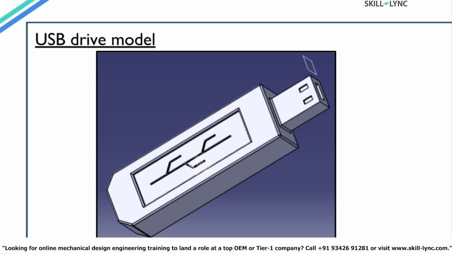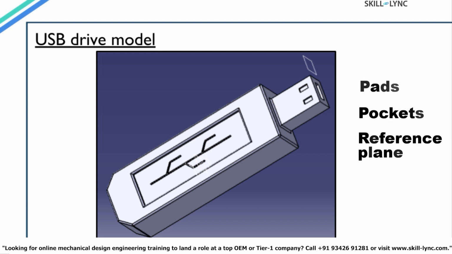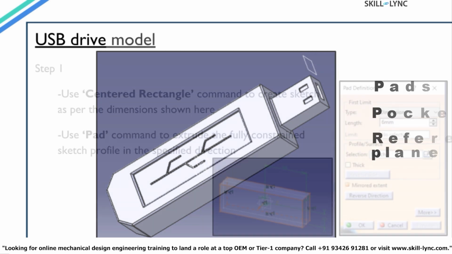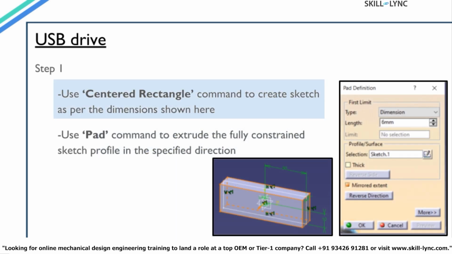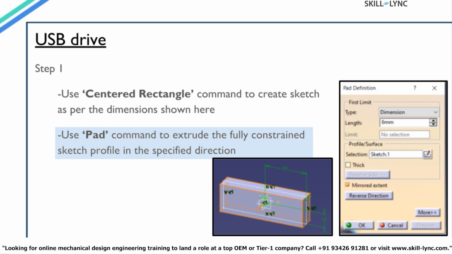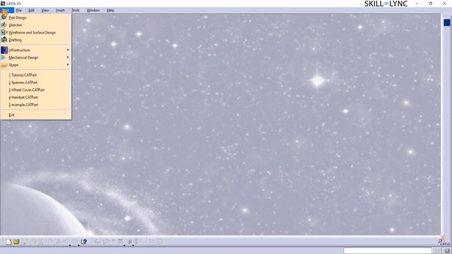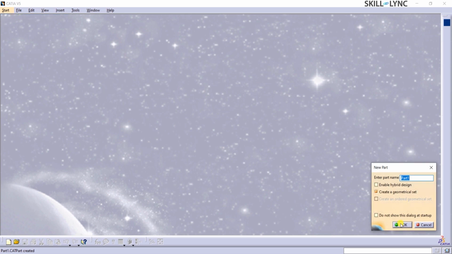In our next exercise, we shall create a model of a USB drive as shown in this picture. As you can see, the model needs few pads, pockets and reference plane commands. For the first step, we will use centered rectangle and pad commands to create a solid block as shown in this slide. To begin with, let's click on Start, then Part Design from the shortcut we created earlier.